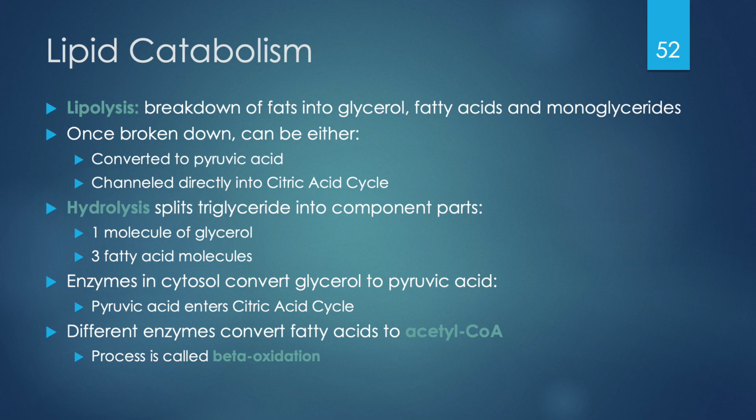So pyruvic acid is the end of lipid catabolism through the process of lipolysis, and pyruvic acid is also the end of glycolysis. There are different enzymes that will convert fatty acids to acetyl-CoA, and this process is called beta oxidation.